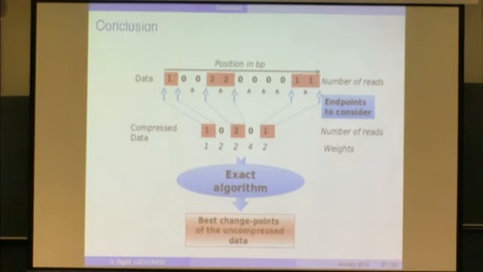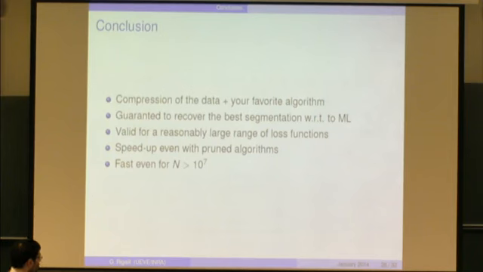Okay, and so to conclude, here is a sketch to describe what we've been doing. Essentially, if you have plateaus in the signal, it's probably worthwhile compressing this data. And if you do that and then apply your favorite exact algorithm, it can be PELT, it can be pruned DPA, it can be standard dynamic programming, by doing this, you will still guarantee that at the end of the day, you will get the maximum likelihood estimate and in a much faster amount of time.